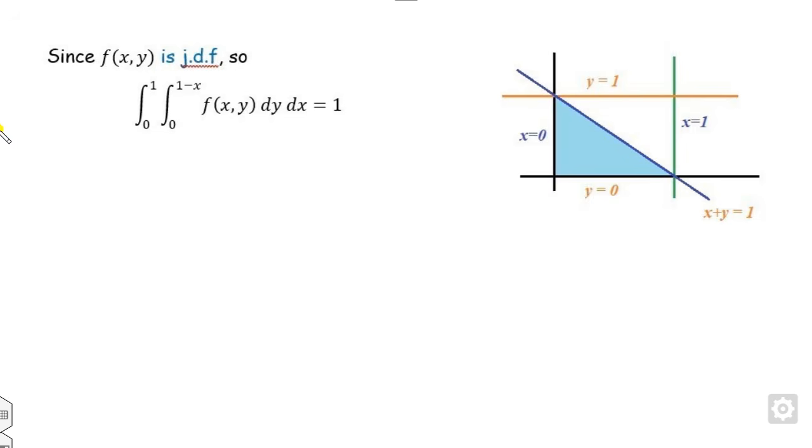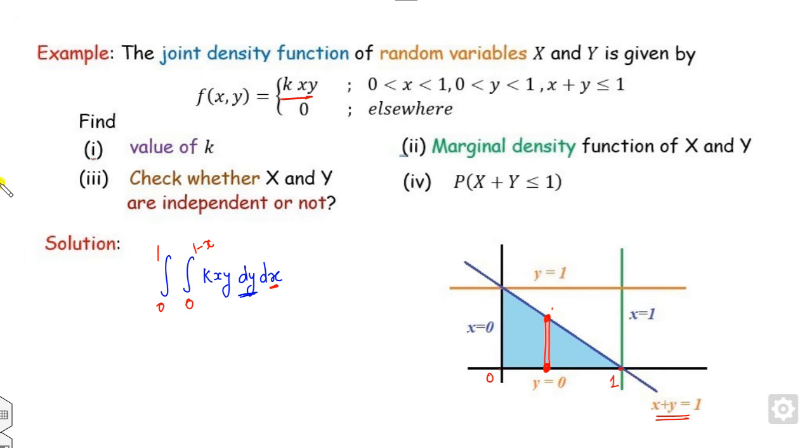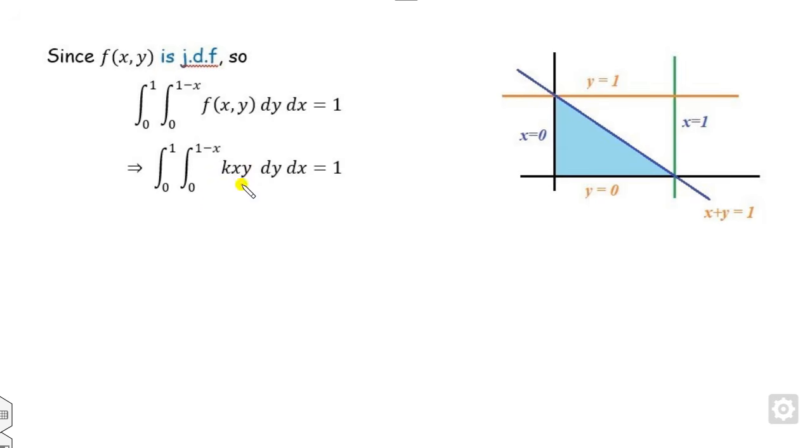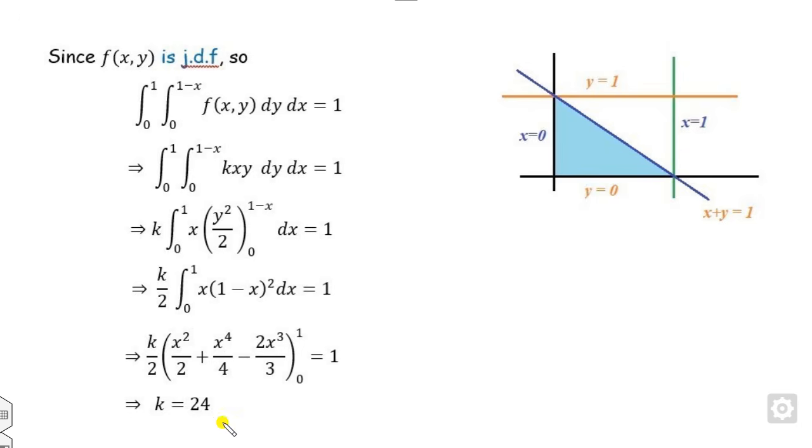So you can substitute the value of fxy, nothing but kxy. You can substitute the value here. Again, you can't use the simple power rule, because the limit is not constant. So you have to solve it manually. You will get 24.